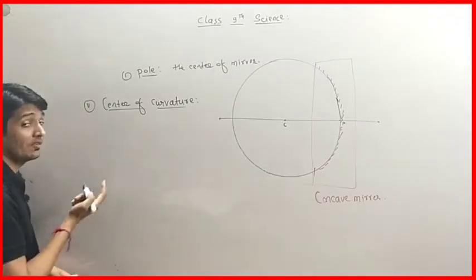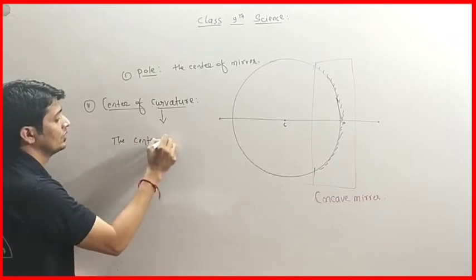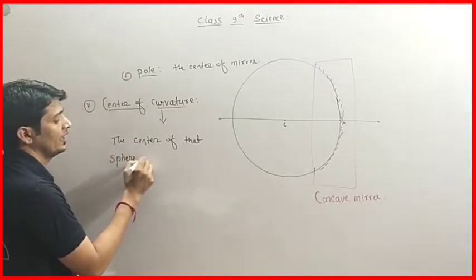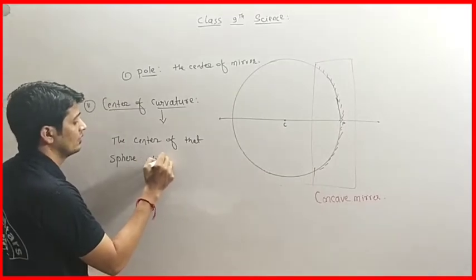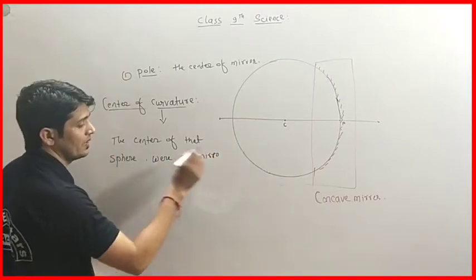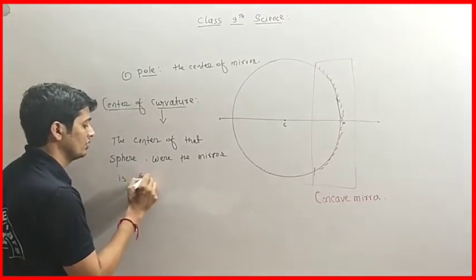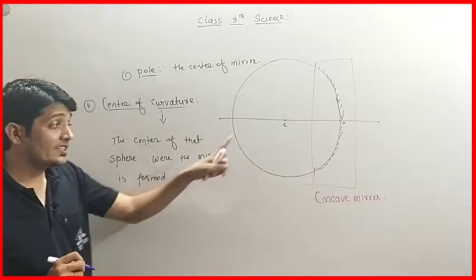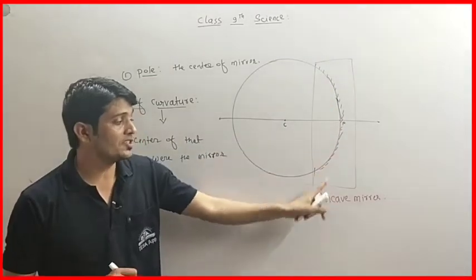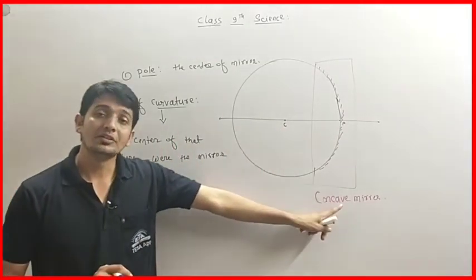Okay, so what is center of curvature? It is the center of that sphere from which the spherical mirror is formed. ओके, क्या है सेंटर ऑफ कर्वेचर? ये उस स्फीयर का सेंटर है जहां से हमने इसके इस पर्टिकुलर पार्ट से मिरर को फॉर्म किया है. That center is called the center of curvature for the spherical mirror.